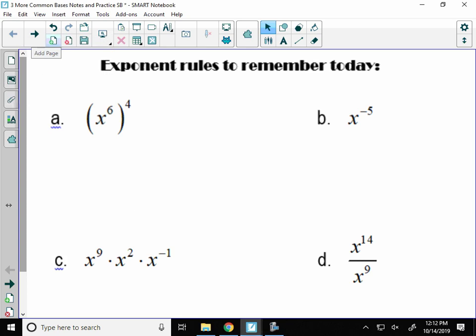Examples, but we are going to use these four in all the problems today. So what do I do when I have a power to a power? The 6 multiply. So this is x to the 24. Good. Easy way to start.